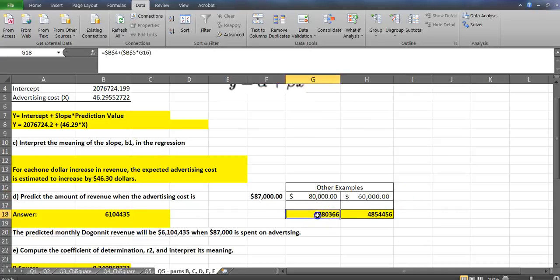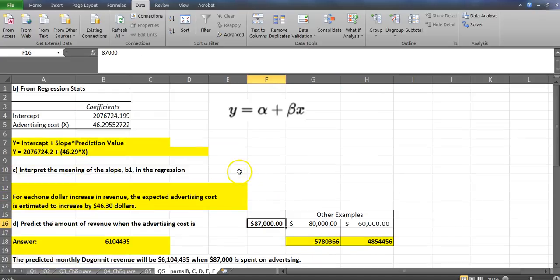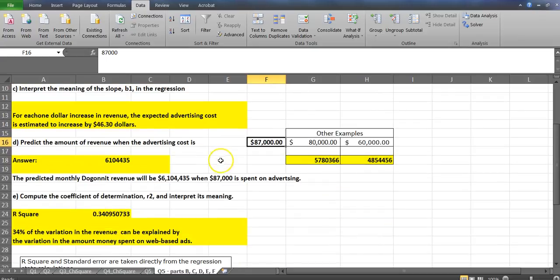And again, this formula, whatever number you plug in, I give some other examples here, whether it's $80,000, $60,000, you can see what the predicted amount of revenue is, how it changes based on that number X that you plugged in. So to interpret that correctly, all you need to be able to say is that the predicted amount of monthly revenue will be $6,104,435 when $87,000 is spent on advertising.